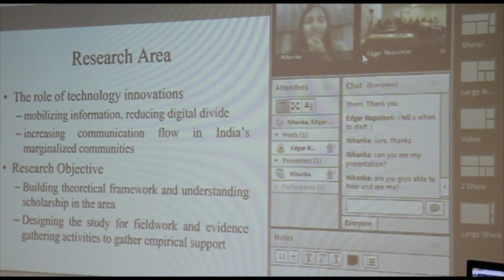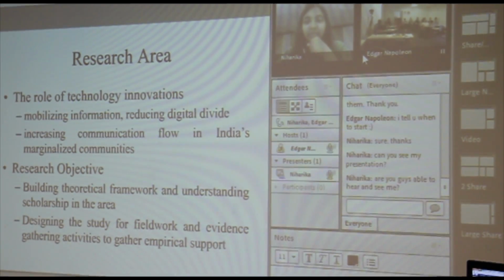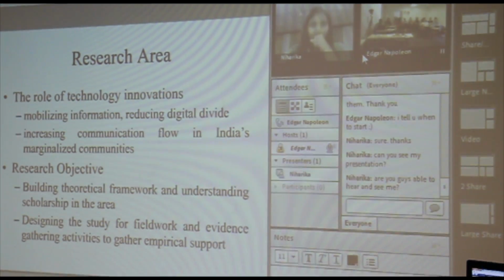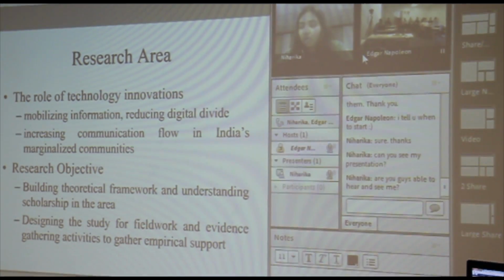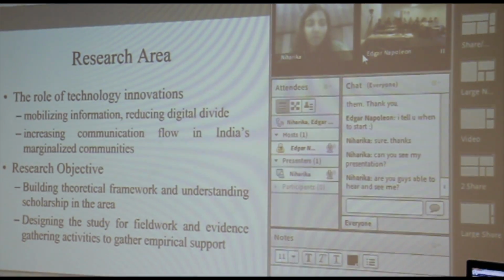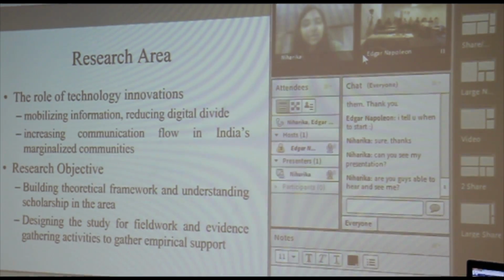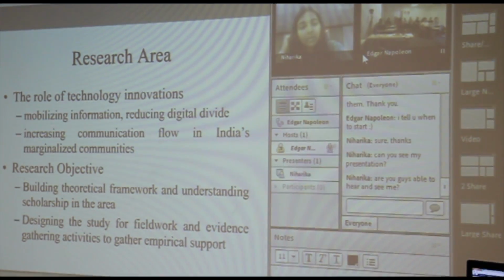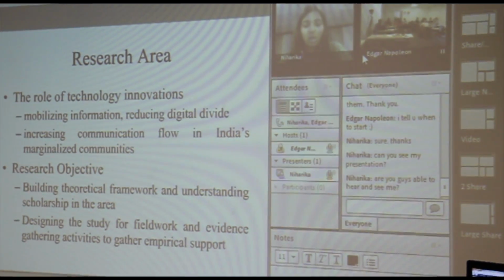So the research objective here in the paper is to build the theoretical framework from the literature which is already existing in the field. If there are any major works done in other emerging economies, then trying to understand that part of the scholarship and then building a theoretical framework for the Indian context. And then trying to understand the activities that are happening on the field. So basically designing the study to collect the data and to gather empirical support for our theoretical arguments.